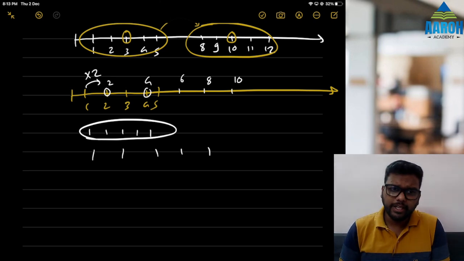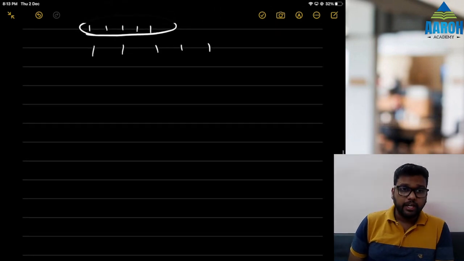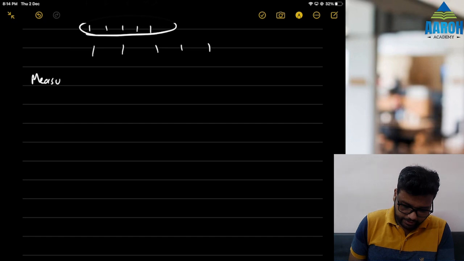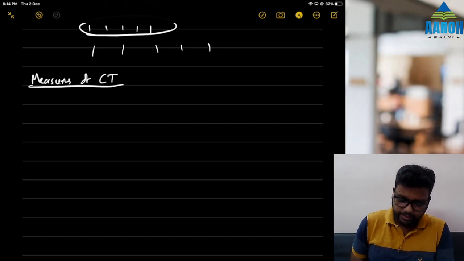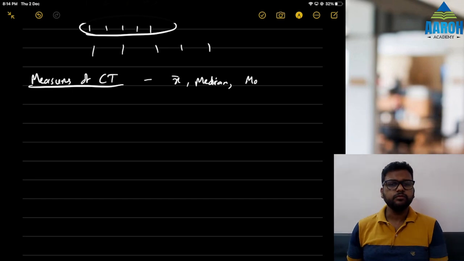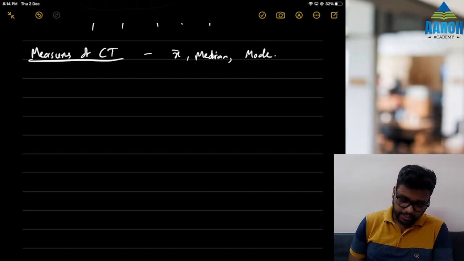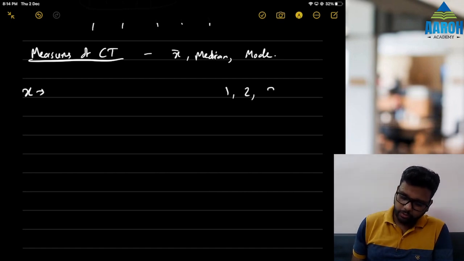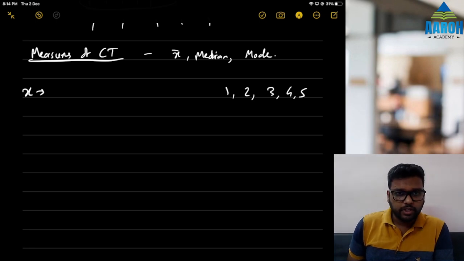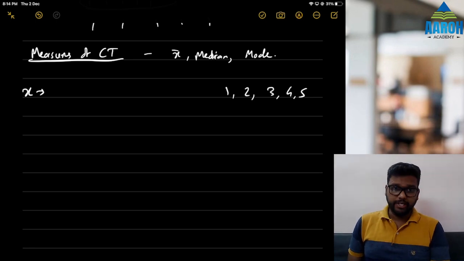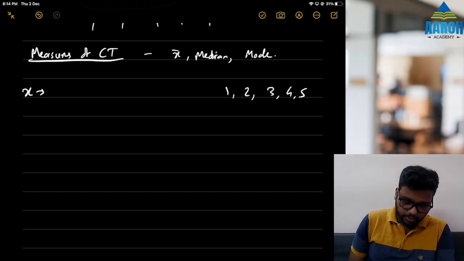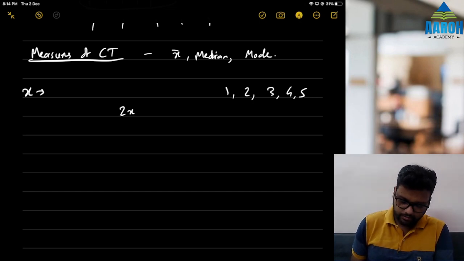Fine. Now let's see how it affects measures of central tendency and how we express it mathematically. Measures of central tendency here are not geometric mean or harmonic mean, but x bar, median and mode. So let's see how it affects x bar, median and mode. Let's say we have original numbers which are x. Our original numbers are 1 2 3 4 5, so x is 1 2 3 4 5. Now imagine we multiply them by some number, let's say we did 2x. So it is going to be 2 4 6 8 10.